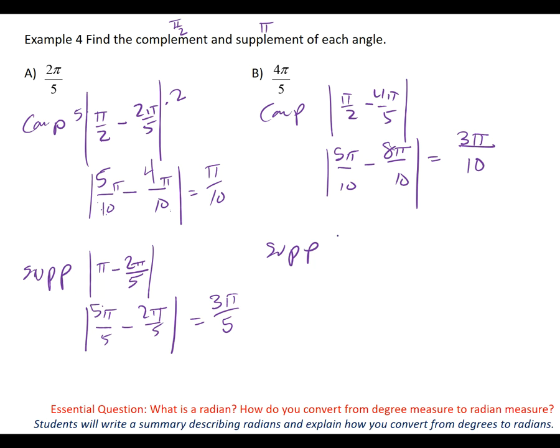Alright, supplementary. What do I always start with for supplementary? Pi, and we've got 4 pi over 5. What's my common denominator going to be? 5, and we have 4 pi over 5 gets to stay. What's pi turn into? 5 pi over 5, so 5 pi over 5 minus 4 pi over 5 is pi over 5. Okay, that's where I'm going to stop.